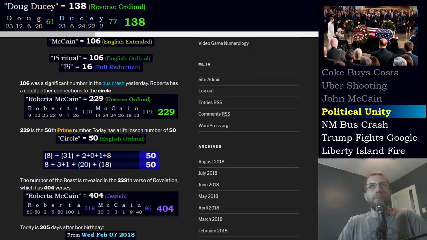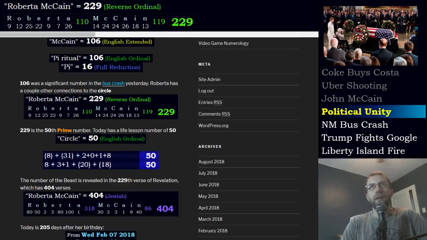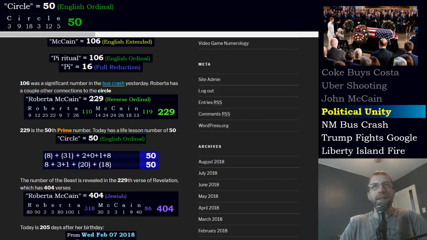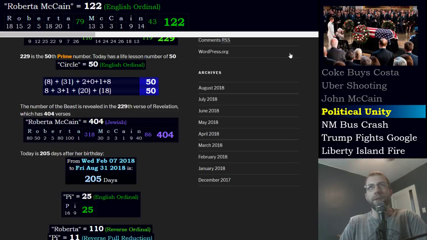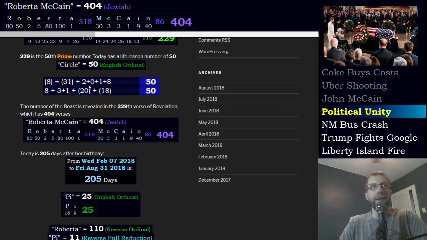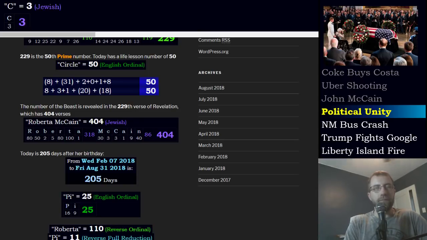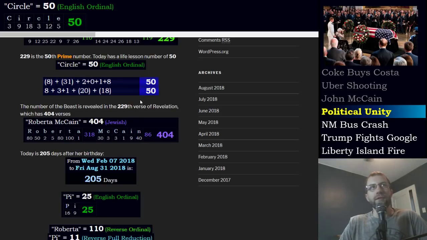Something else funny about Roberta McCain. Roberta McCain sums to 229 in reverse alphabetic order. This is the 50th prime number. The word circle equals 50. The number of the beast, by the way, 666, is revealed in the 229th verse of Revelation, which has 404 chapters. Roberta McCain sums to 404 Jewish. And the date of McCain's funeral had 50 numerology. The word circle, 50.